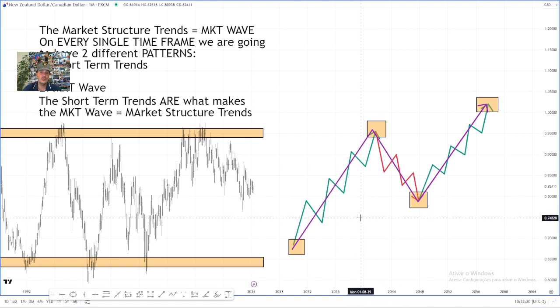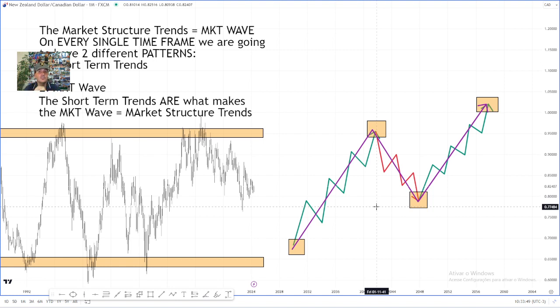and lows, but inside the market wave you have the short-term trend. See? You have the short-term uptrend, the green one, you have the short-term downtrend, and then you have the next short-term uptrend, alright? Now, key point, those two are two different patterns, okay?